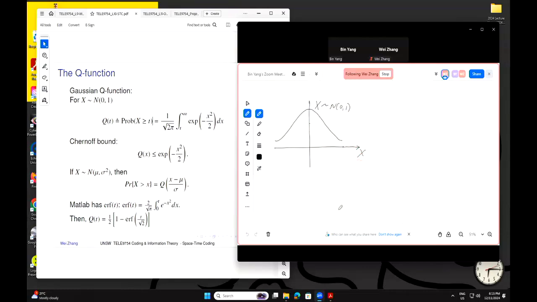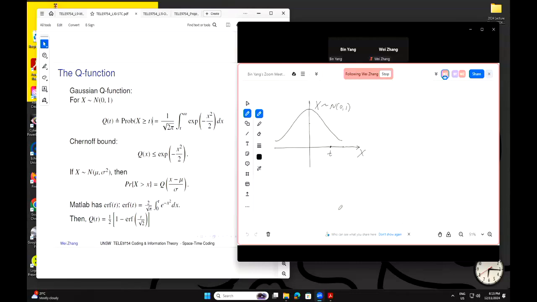Okay, so this is a random variable, and this is the PDF, the Gaussian PDF. And then we say that this is the probability x larger than small t. T is a constant. So firstly, we just determine the t value. T could be positive or negative. You just choose one. And x larger than t, what's that probability?